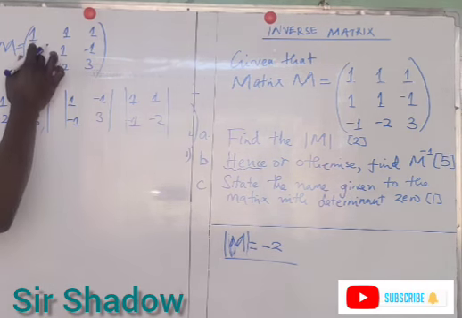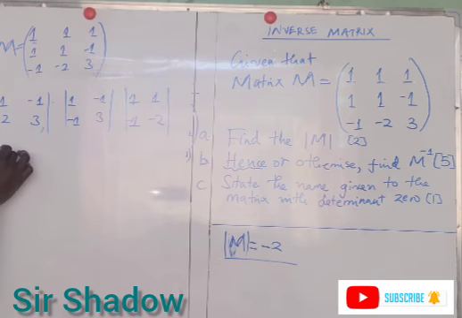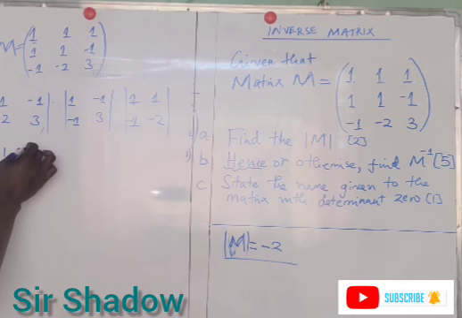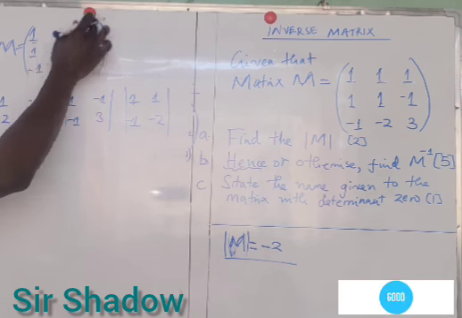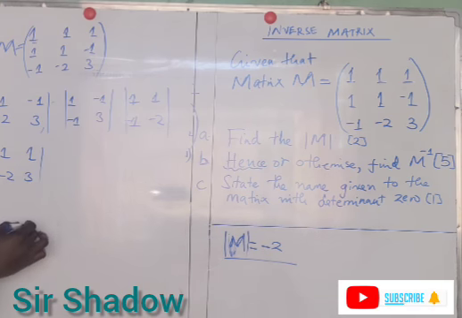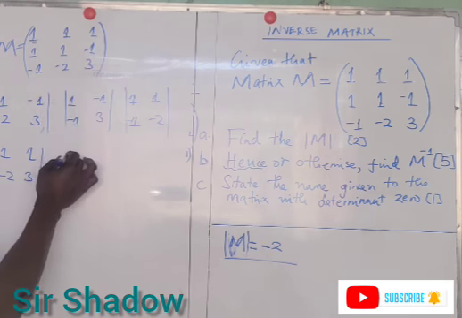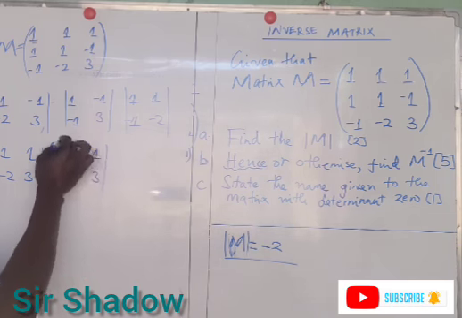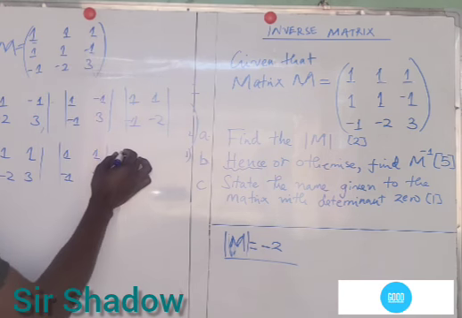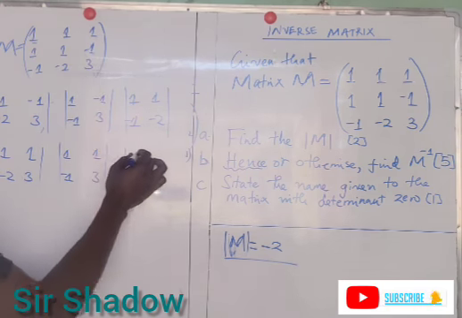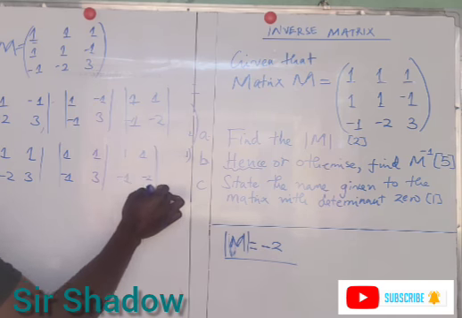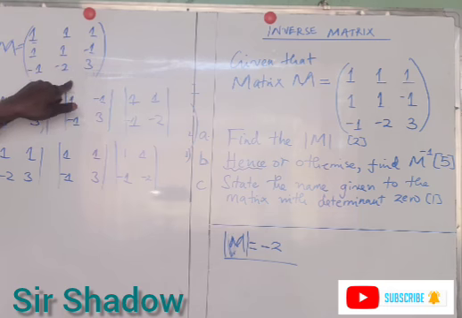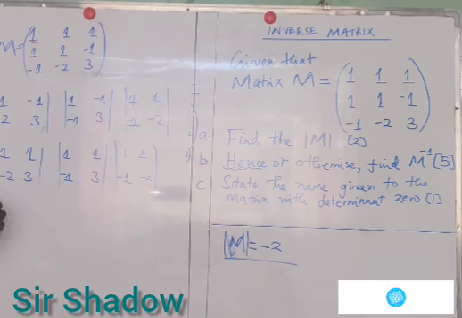Then in the second row, the first value is collecting 1, 1, then minus 2 and 3. The middle value is collecting the outside values 1, 1, negative 1, and 3. The last value is collecting 1, minus 1, 1, negative 2. This value is collecting 1, 1, negative 1, negative 2.